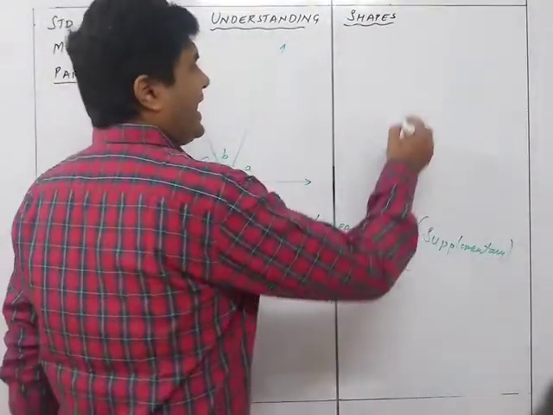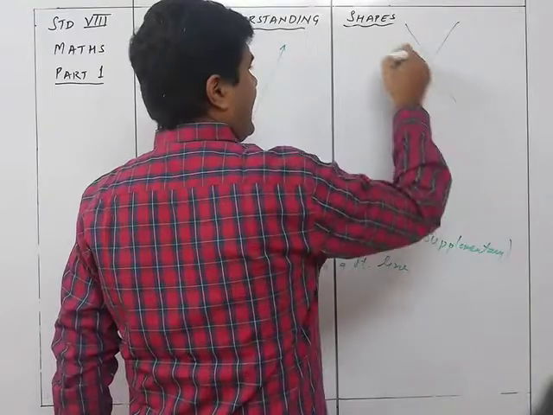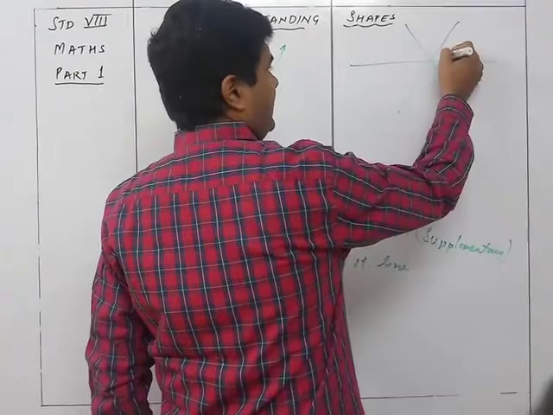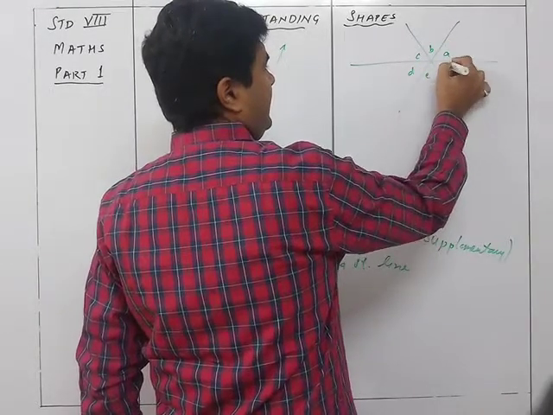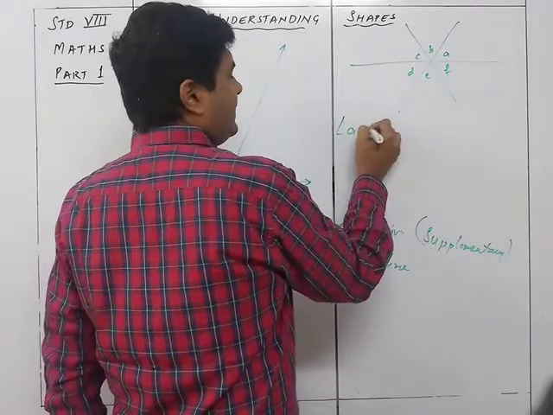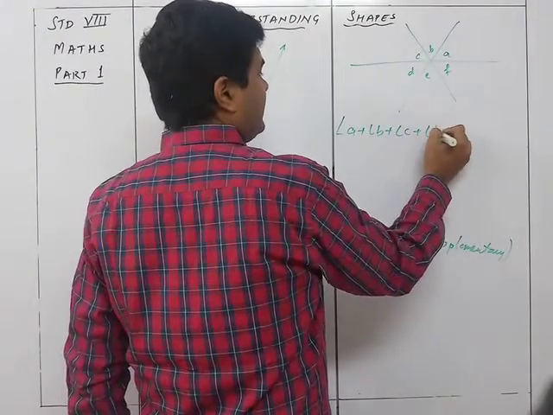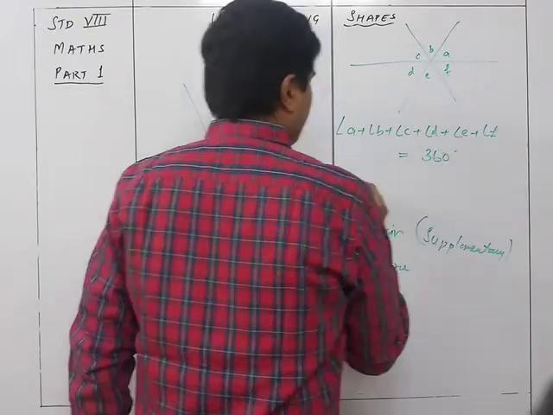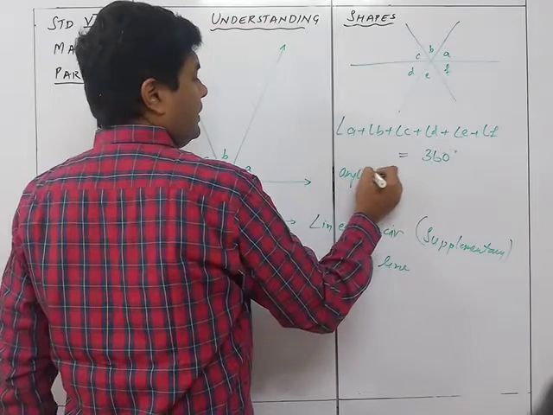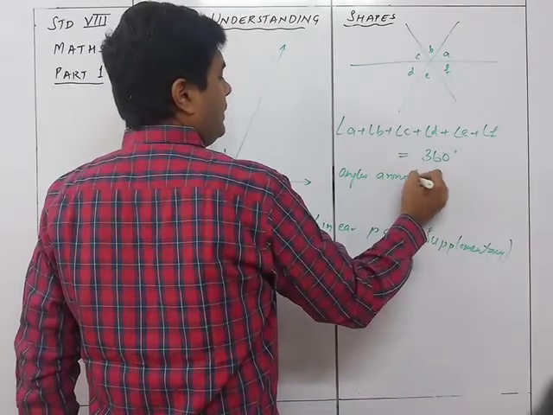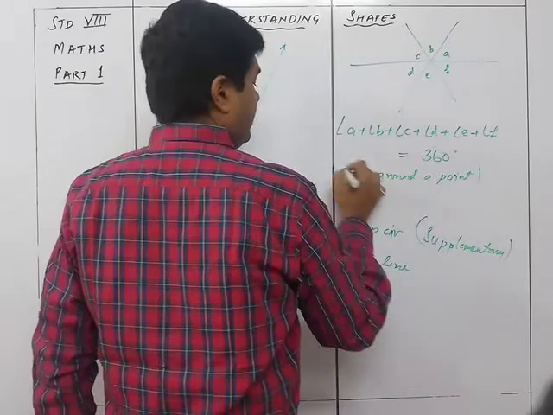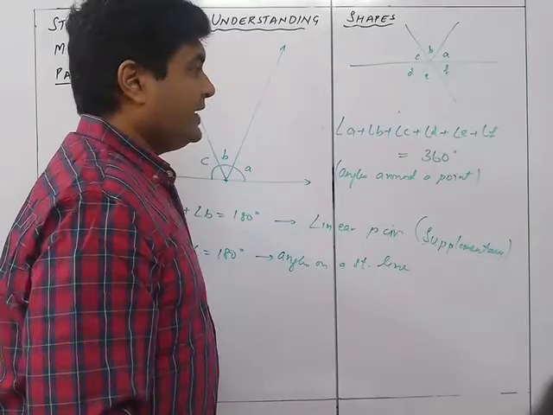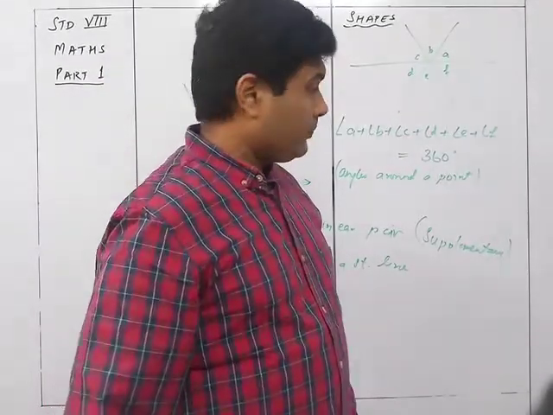The next one will be angle at a point. So if these are the lines which are intersecting each other, it gives you angles A, B, C, D, E and F. You will see that angle A plus angle B plus angle C plus angle D plus angle E plus angle F will be equal to 360 degrees, which is angles around a point. Okay, angles around a point is 360 degrees.